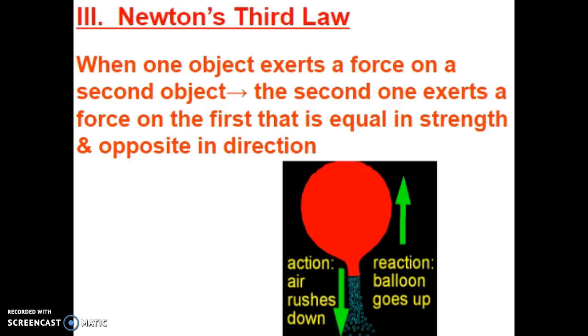Newton's third law of motion states that when one object exerts a force on a second object, the second one will exert a force on the first that is equal in strength and opposite in direction. A lot of times Newton's third law is called action and reaction forces. As the air is let out of the balloon, the air rushes down, and that action causes the reaction of the balloon to go upward.